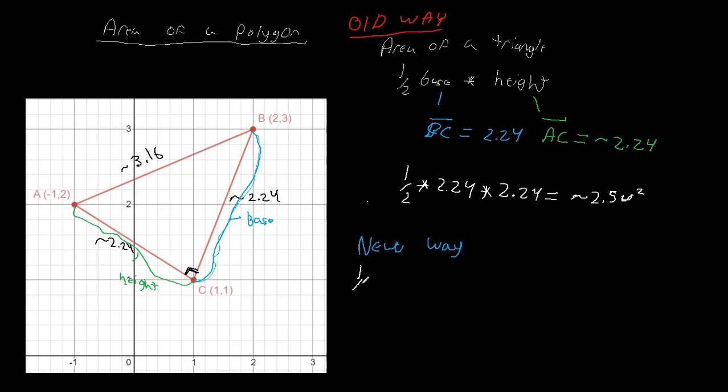And this new way is 1/2 times the absolute value of x sub a, which is the x coordinate of the point A, times y sub b, which is the y coordinate of the B point, plus, we're going to move everything down 1, and we're going to go x sub b, right, because that's the next point in the diagram, times y sub c, right? So we're shifting everything down. We started with x sub a, then we went to x sub b, right? And now we're going to add in x sub c, and then we're going to shift around, and this is going to be y sub a.